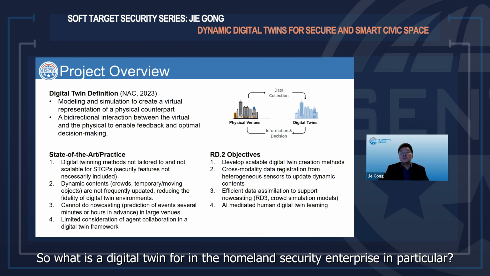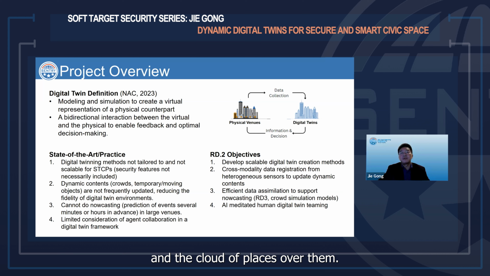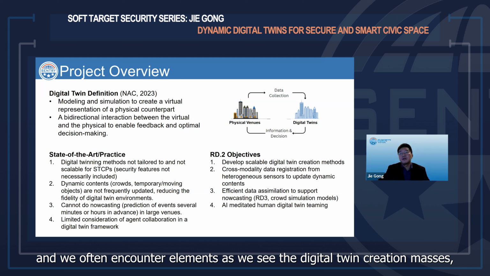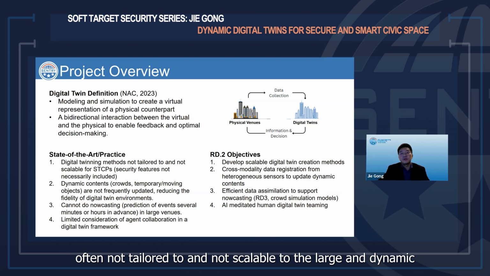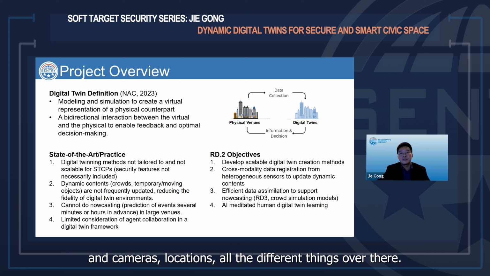So what is digital twin for in the homeland security enterprise, particularly in our research, looking at a vast number of soft targets and crowded places? When we started this, we noticed the state of the art and some gaps. First, digital twin creation methods are often not tailored to, and not scalable to, the larger number of soft targets and crowded places. For example, when creating a digital twin for a building, the security features are not necessarily explicitly included, like the doors, door bars, locks, and camera locations.